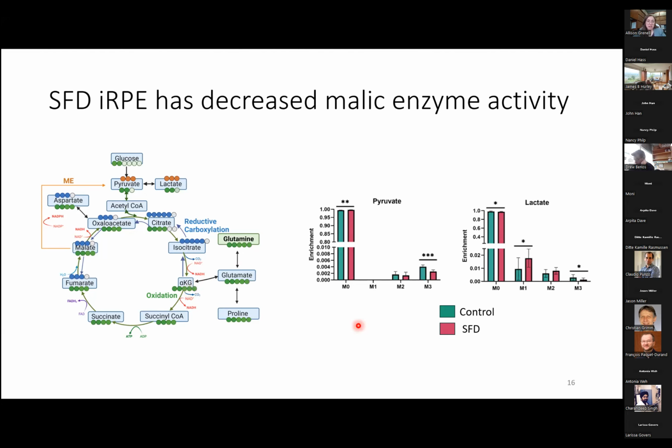Interestingly, though, I did find that there was a difference in M3 pyruvate and M3 lactate. And this can be generated when glutamine enters the TCA cycle and then is acted upon by malic enzyme, which produces M3 pyruvate. So this decrease in M3 pyruvate and lactate suggests that there is a decrease in malic enzyme activity.